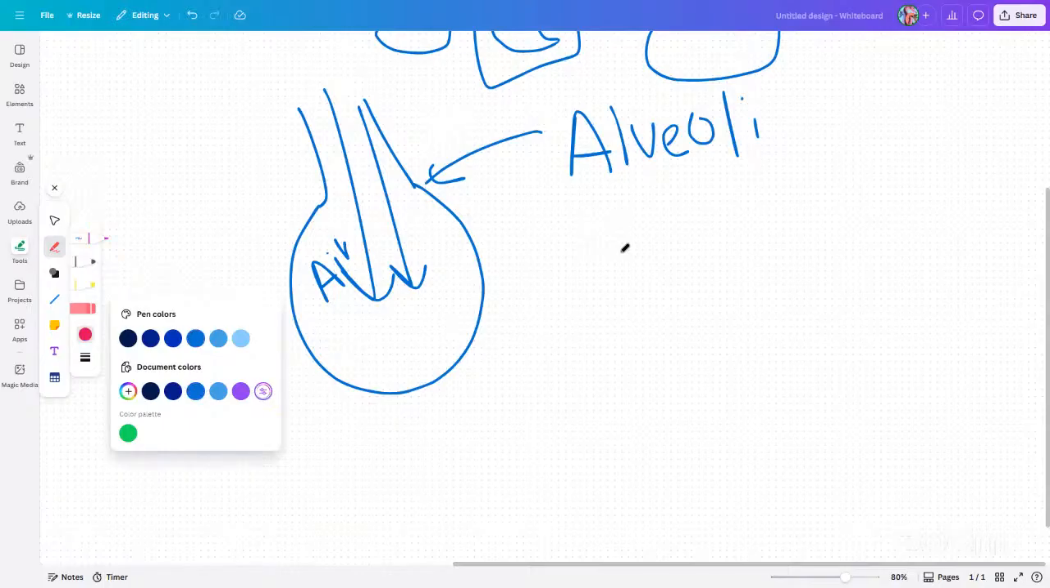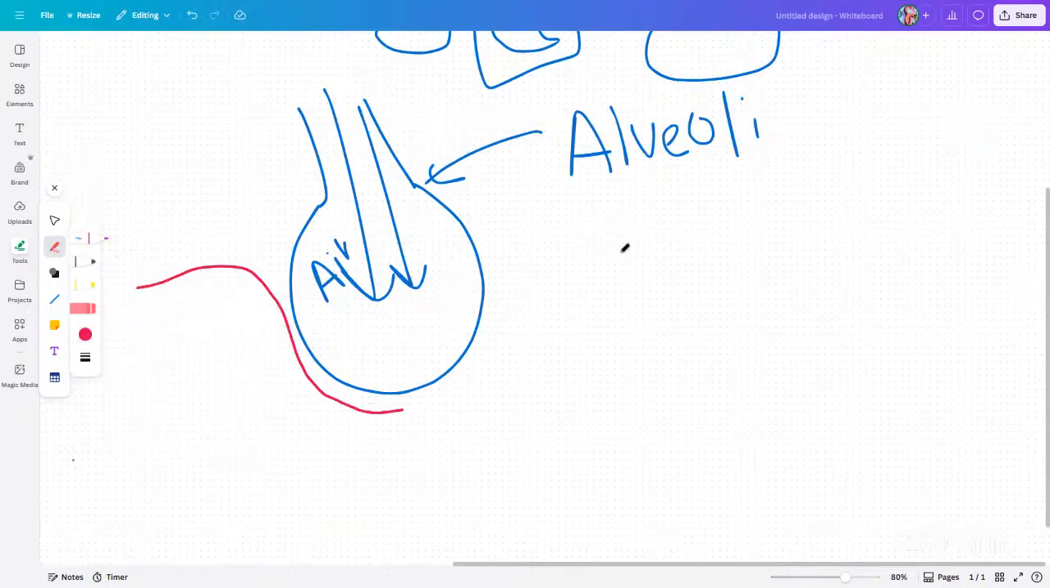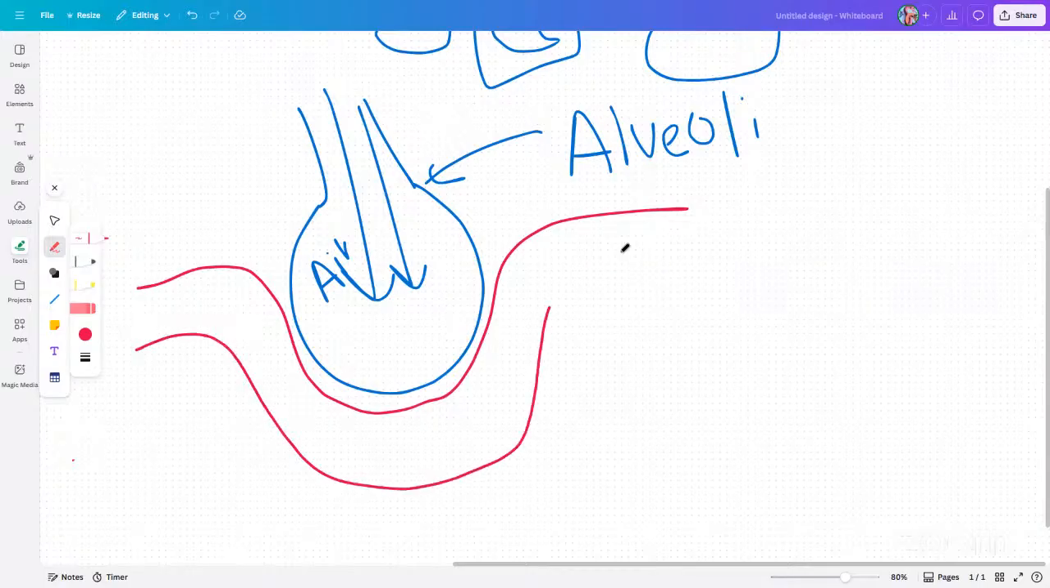And surrounding the alveoli, I'm going to be having blood capillaries. So this alveoli, it's highly vascularized. Highly vascularized means it's going to be having a large number of blood capillaries. So having a large number of blood capillaries makes it easy for the gas exchange to occur. Now, here you're going to be having air. So in this place, we have the air, and in this place, we are going to be having the blood.